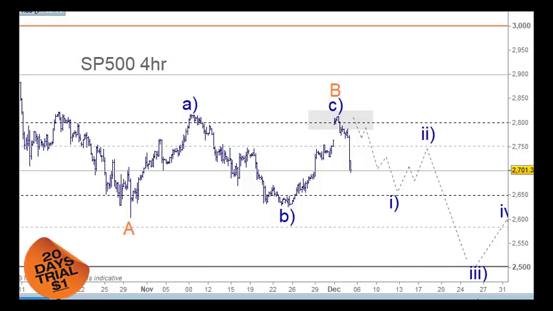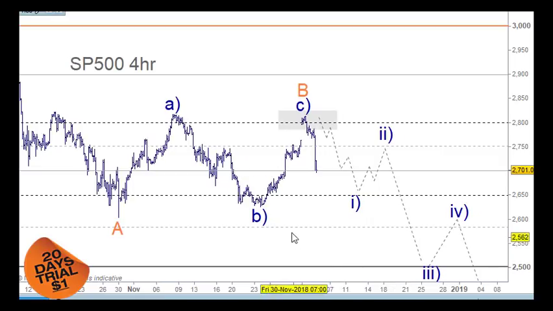Starting with the SP 500 here, we were looking at this move up through here in 5 waves. Our target was the 2,800, close to the 50 and the 60% retracement level. And that's been met, and now we're looking to the downside.